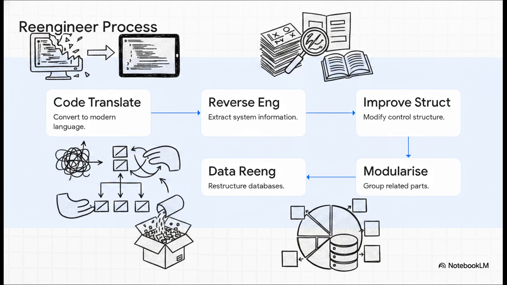Fourth is a really crucial term you need to know, program modularization. This is where we group related parts of the program together and remove redundancies to create a cleaner architecture. And finally, data reengineering, which involves cleaning up and restructuring the underlying databases.